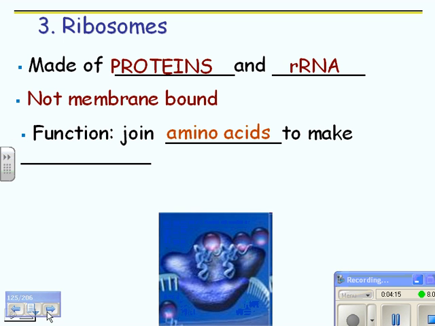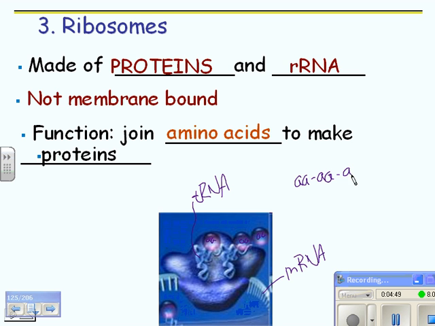They function to join amino acids together to make proteins. So this thing right here is actually messenger RNA, so we'll call that mRNA. This big thing is the ribosome. This thing right here is actually another type of RNA called transfer RNA. And these things are amino acids, lysine, glutamate, whatever, amino acids that are being joined together. So the ribosome's job is to take amino acids, put them together, and you know that the building blocks of proteins are amino acids. If you put amino acid to amino acid, to another amino acid, to another amino acid, you get a protein.